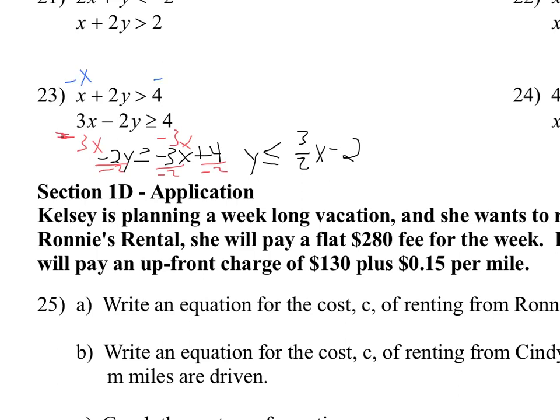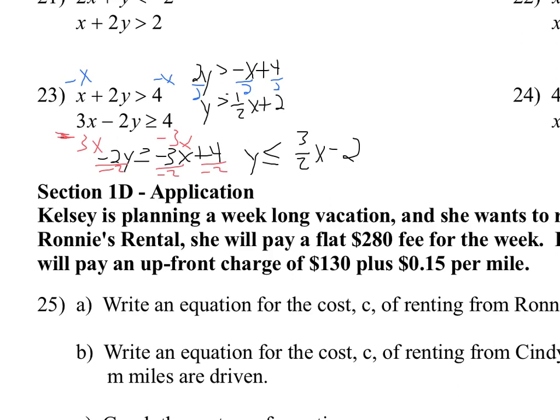If we do the next one, and I'll do this in blue, we subtract x, and we get 2y is greater than negative x plus 4. We divide both sides by 2. Now we're dividing by a positive 2 here, so when we divide by a positive 2, the inequality will not change. And here we have negative 1 over 2x plus 2.